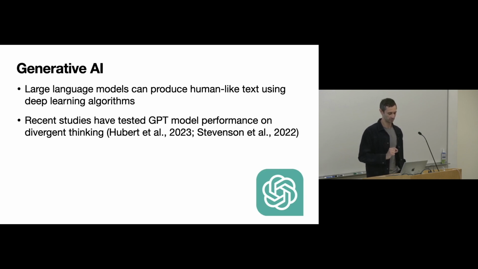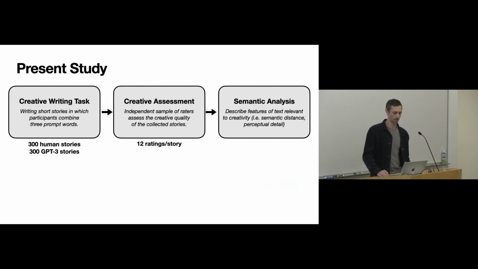For the purpose of this research, we view large language models as a new source of data to examine our central question, which is trying to define the features of creative writing. So how do we do this? In the present study, we implement a short creative writing task in which participants were presented with 3 words and asked to combine them into a short story. We collect a total of 600 stories, half from human participants online and half from GPT-3.